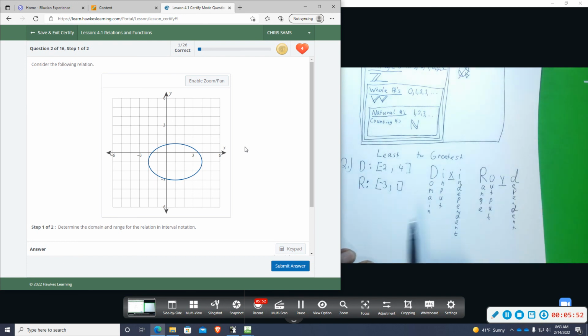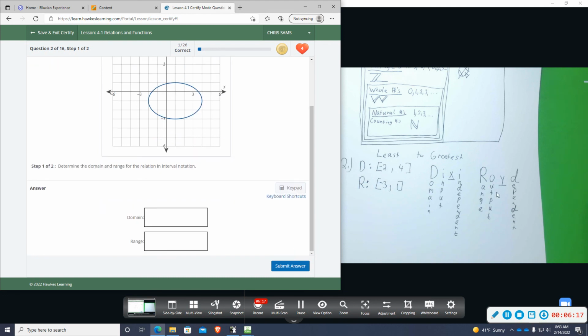Okay, so these are just some acronyms that might help you. They all go in alphabetical order except for the last one. Okay, so D comes before R in the alphabet. I comes before O. X comes before Y. Independent, dependent are backwards because dependent will come before independent. But if you have that, that will help you whenever you're reading word scenarios and they're asking for input versus output, dependent, independent. This is just different names for X and Y.